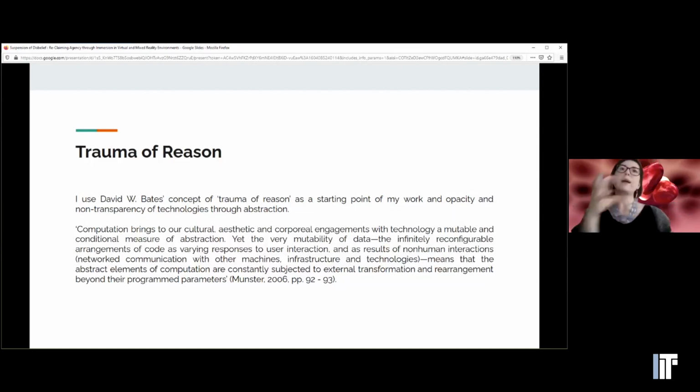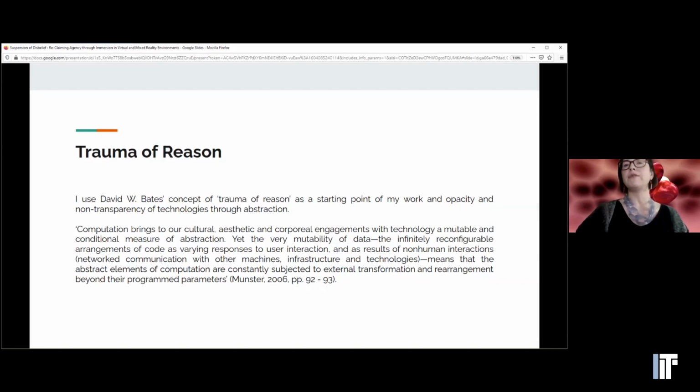I will come back to suspension of disbelief, but first I would like to also theorize my theoretical framework within my work and within the Symphony of Noise VR that I'm presenting here. I use David Bates' concept of trauma of reason as a starting point of my work, and opacity and non-transparency of technologies through abstraction. Anna Munster says, computational brings to our cultural, aesthetic, and corporeal engagements with technology a mutable and conditional measure of abstraction.